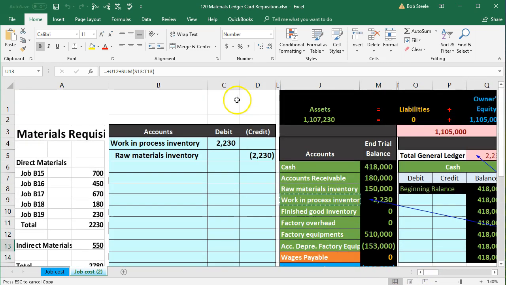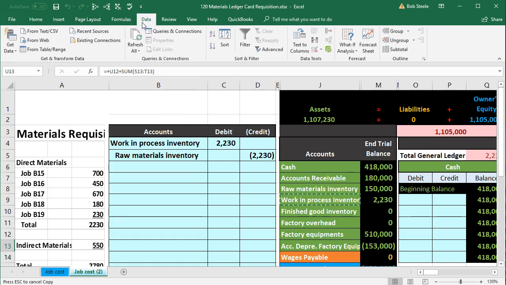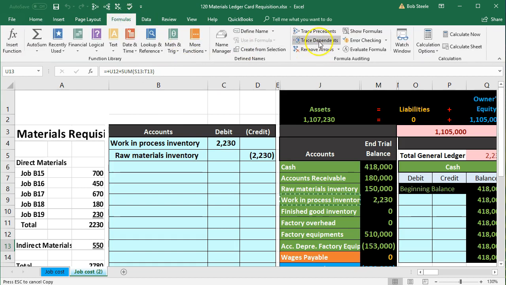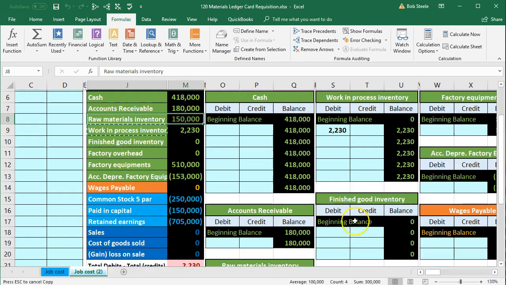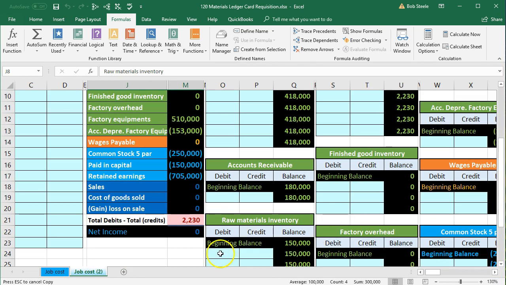Now we'll record the other side. You may not be able to use these if it's locked, but they're in the formulas section here. I've put them in the quick toolbar. Okay, then raw materials. Here's raw materials, the third account. It's the same order on the general ledger, so raw materials is going to be down here.